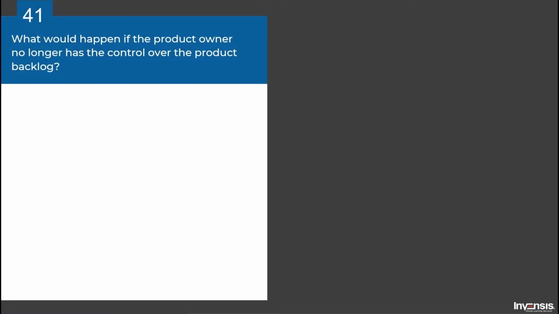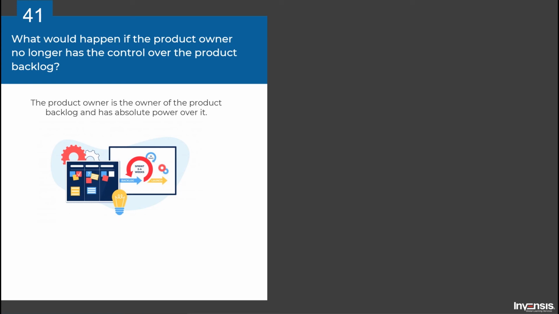What would happen if the product owner no longer has control over the product backlog? Such product owner interview questions are asked to see how well the owner of the product understands his or her role. Not only that, this question shows how you would handle adversities in the job. The truth is the owner of the product should have absolute control over the backlog. It's their responsibility to ensure the backlog is healthy and up to date.